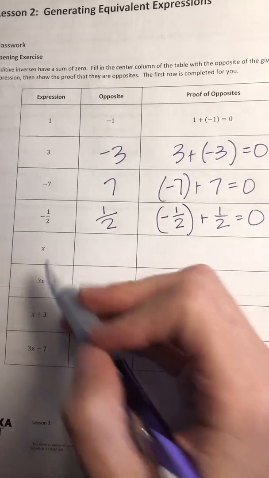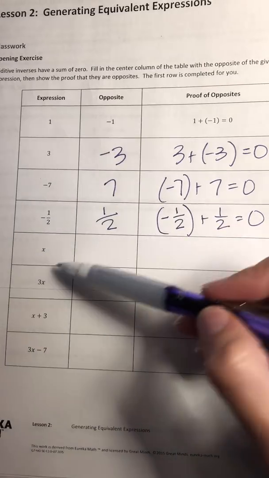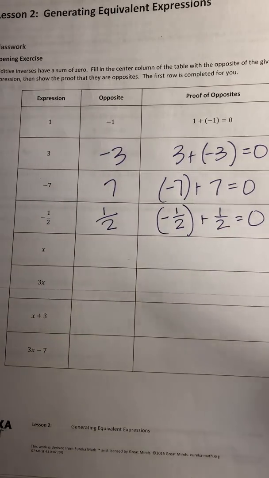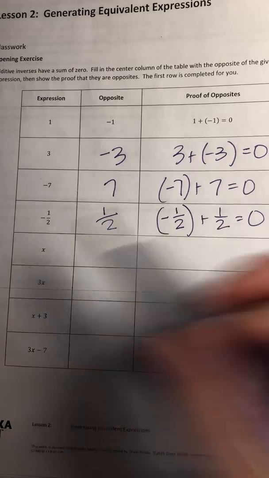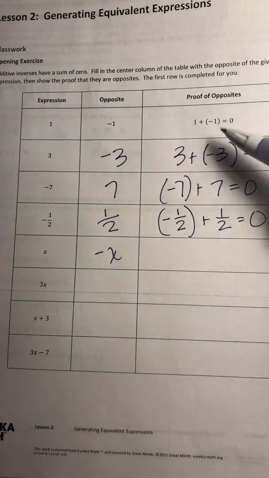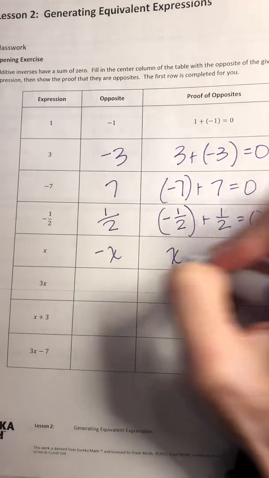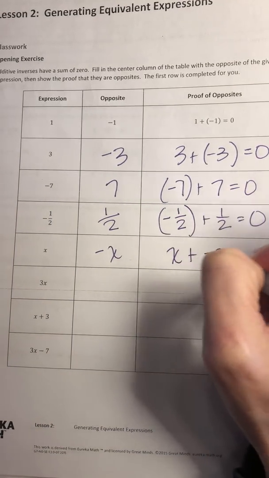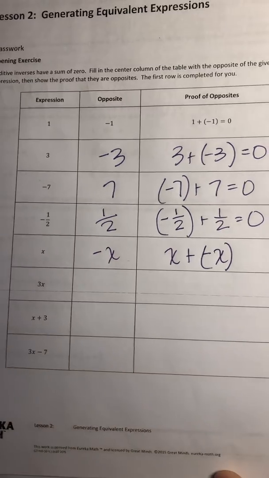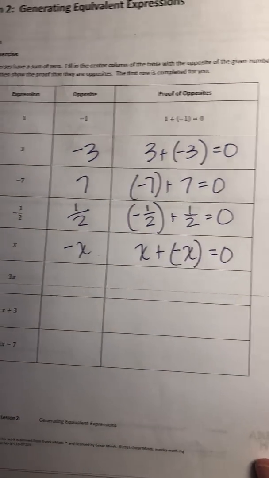But what about if we have a variable? Can the same things apply? Absolutely. We have x, the opposite of x. The opposite of a positive x would be a negative x. So the same concept as what was happening up here applies when we have a variable. If I pair an x with the opposite sign of -x, then together those will give me 0.